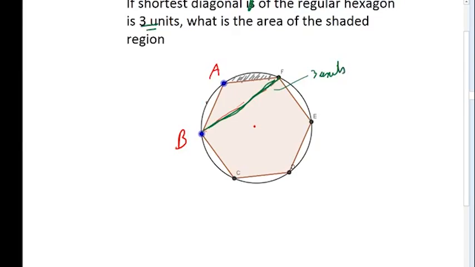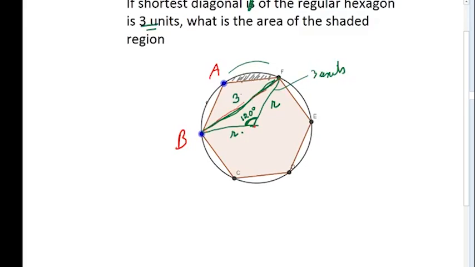We have to find the area of this shaded region. How will we do it? Let's assume that the radius of the circle is r. So this value is r. What would this angle be? There are 6 sides, each subtending an equal angle, so each will be 60 degrees. So the total angle here becomes 120 degrees. This side is 3. This is also r.